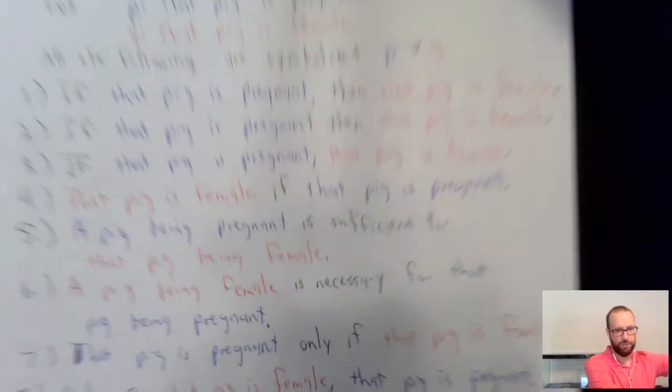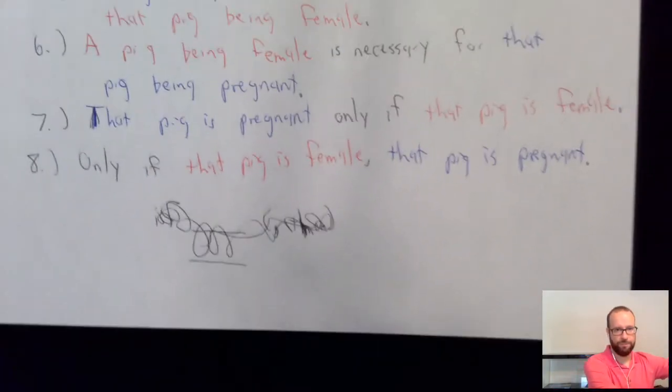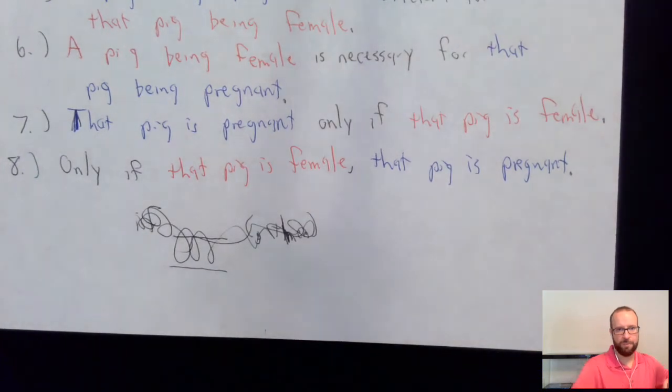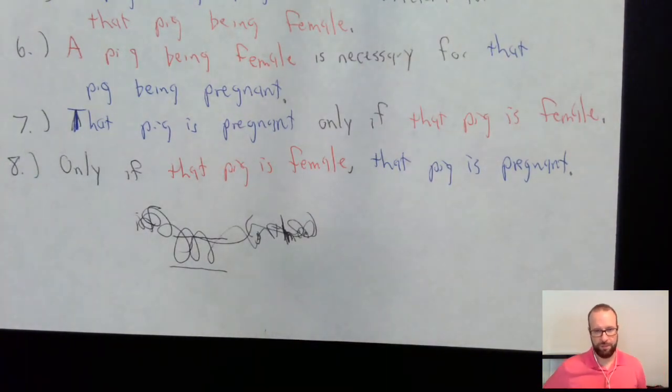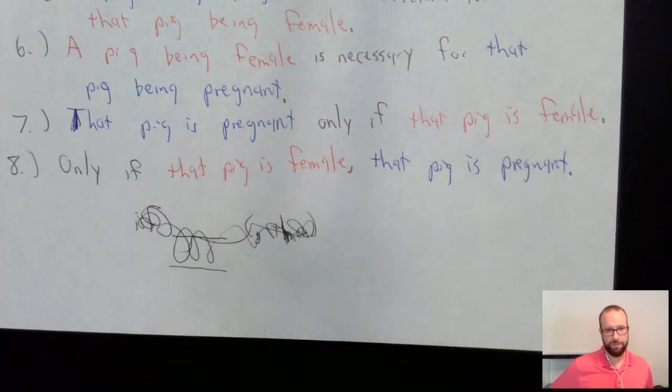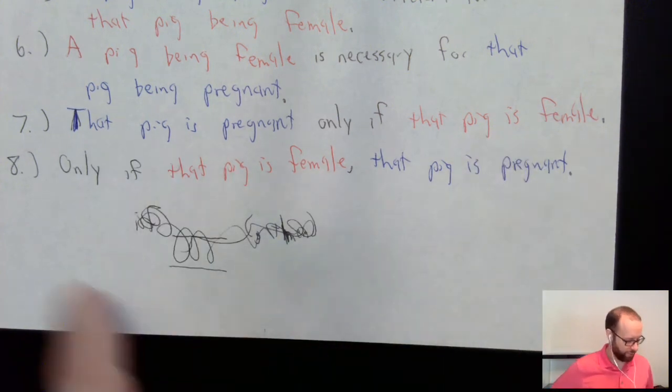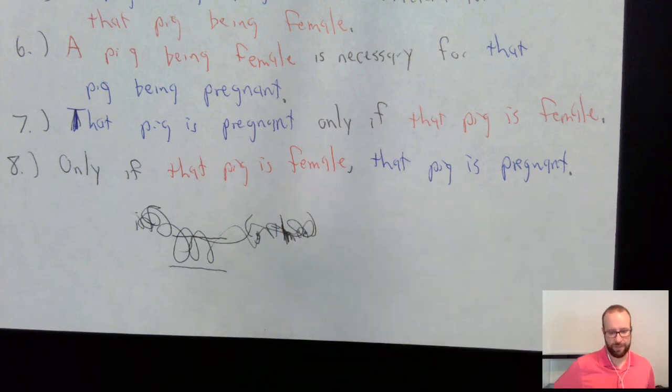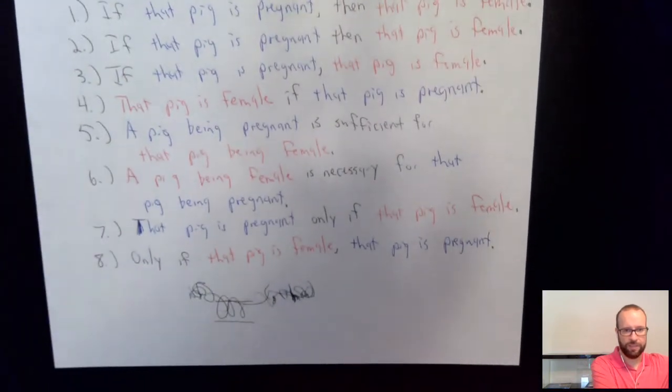Okay, 2 more. I'm just going to zoom in so we can see them. Number 7, that pig is pregnant only if that pig is female. Okay, this means if the pig is pregnant, then that pig is female. And then the rearranged version of that, only if that pig is female, comma, that pig is pregnant. Okay, I want you to know all 8 of these symbolizations.